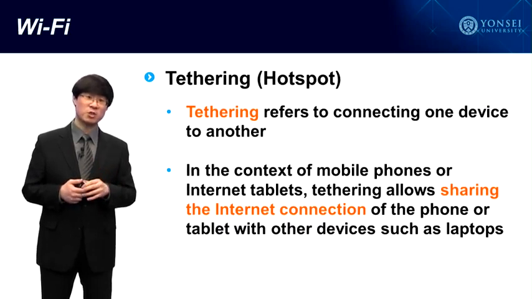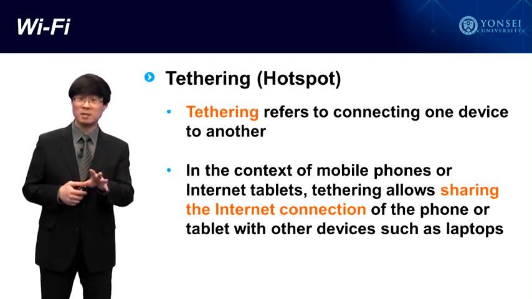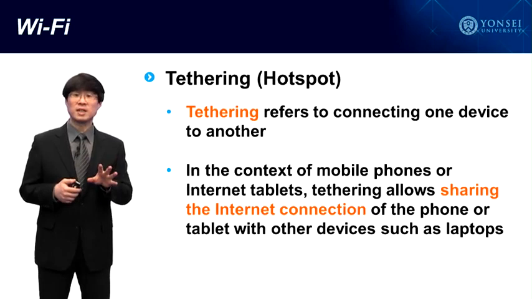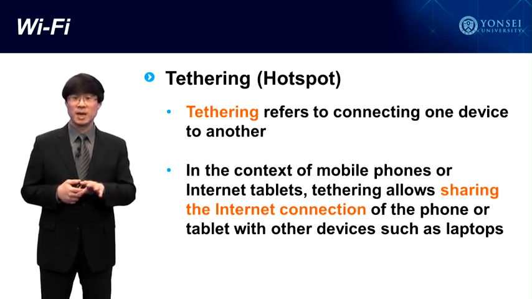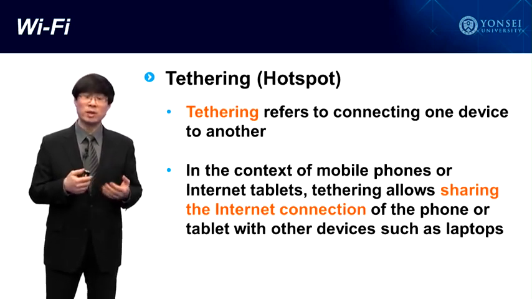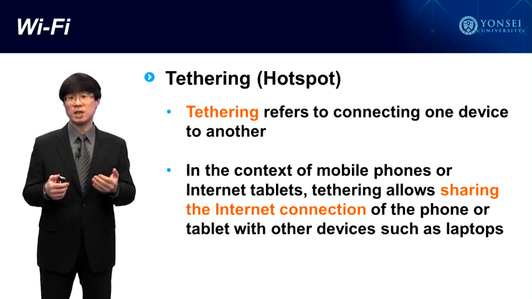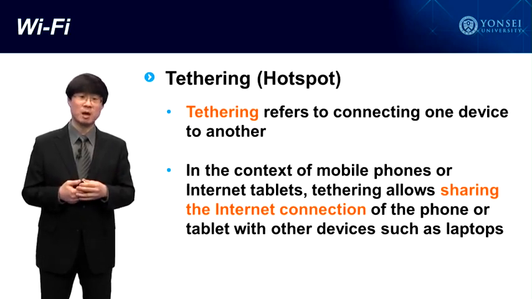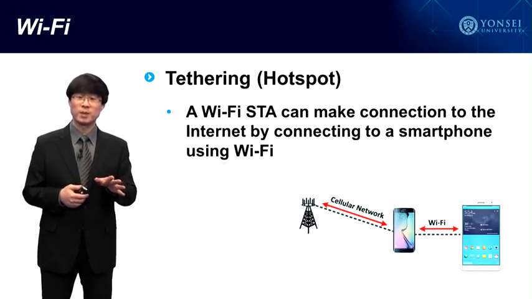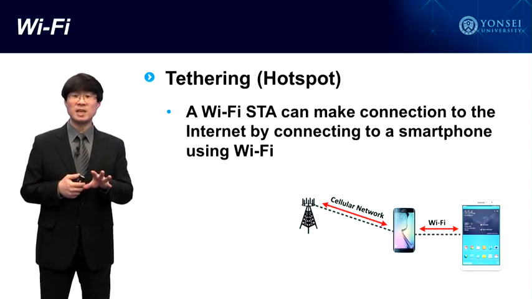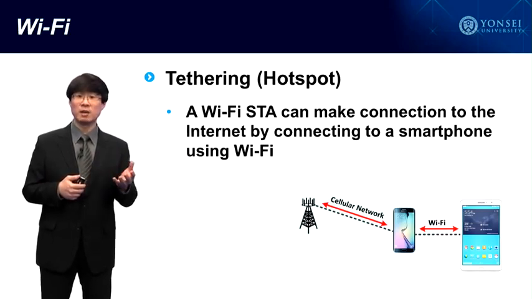Another Wi-Fi feature is tethering, hotspots. Now, this refers to connecting one device to another. In the context of mobile phones or internet tablets, tethering allows sharing the internet connection of a phone or a tablet with other devices such as laptops. For example, let's say that I have my hotspot tethering capability turned on, then my Wi-Fi station can connect to the internet by connecting to a smartphone using Wi-Fi.